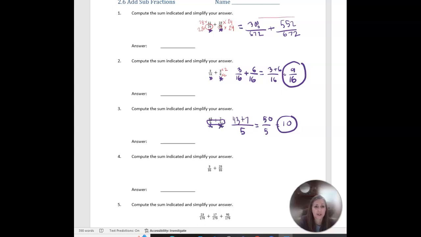Let's look at this again. We're going to add these two up. I'm going to use my calculator. Again, I'm combining doing it by hand with the use of a calculator. So 308 plus 552 is 860, and my denominator remains the same, 672.